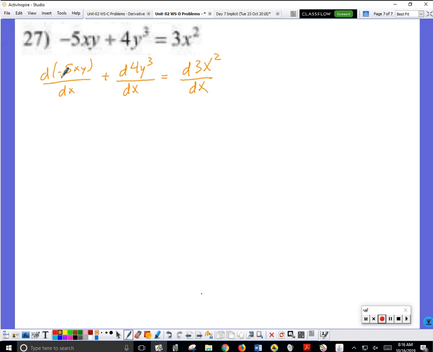I'm going to consider the first function to be negative 5x and the other function to be y. So I'm going to think of this as two functions multiplying. So I take the second function y, and I multiply by the d dx of the first, plus the first function multiplied by d dx of the second. And we want to talk more about that.